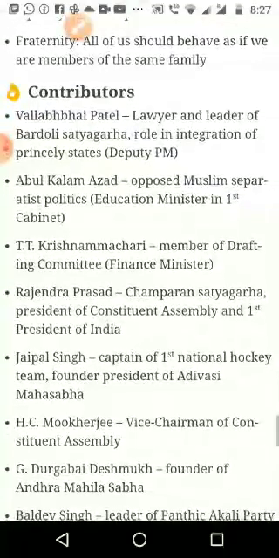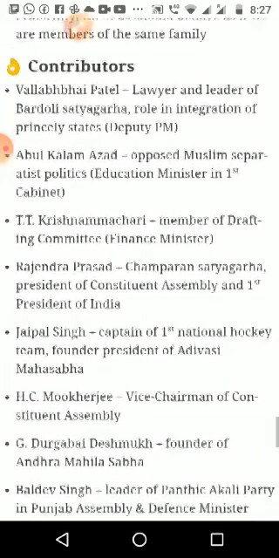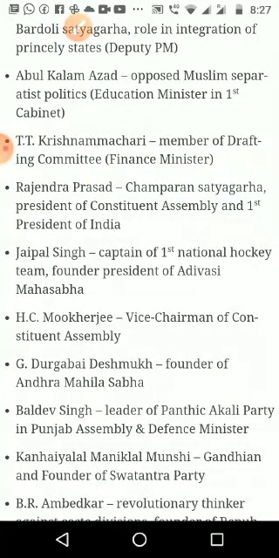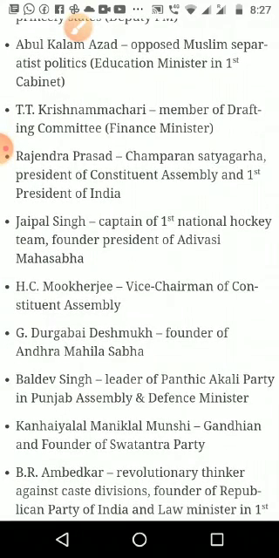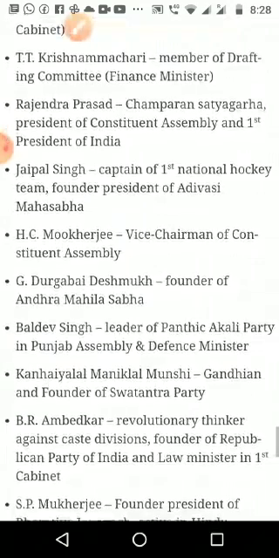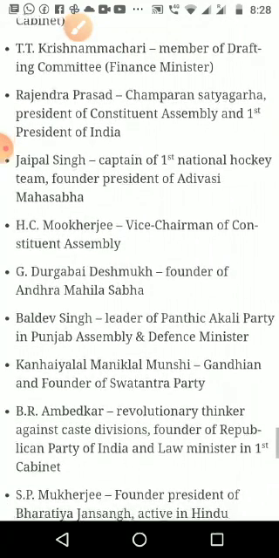Then the contributors. Sardar Vallabhbhai Patel, lawyer and leader of the Bardoli Satyagraha, played a role in the integration of princely states and was Deputy PM in the first ministry. Abul Kalam Azad opposed Muslim separatist politics and was education minister in the first cabinet. T.T. Krishnamachari, member of the drafting committee, was finance minister. Rajendra Prasad, chairman of the Champaran Satyagraha, was president of the Constituent Assembly and first President of India.